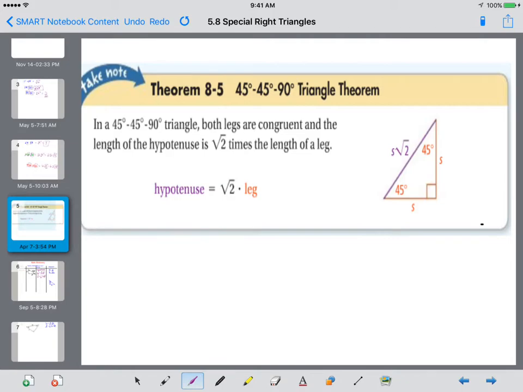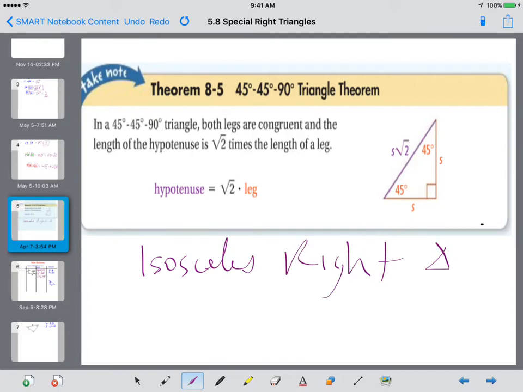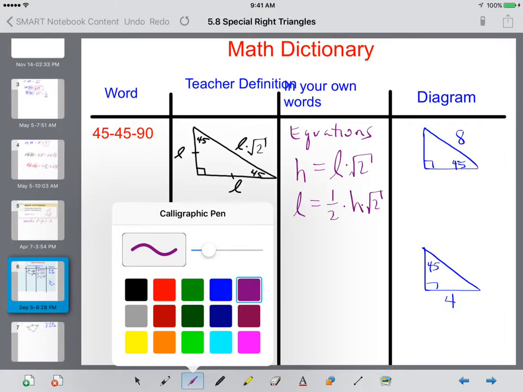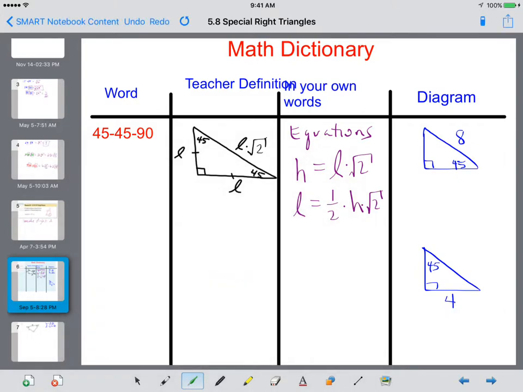A 45, 45, 90 triangle we can also refer to as an isosceles right triangle, where we have a 90-degree angle and the two other angles are both 45 degrees. Here is what you're going to write in your math dictionary. So if you want to give it a pause here, make sure you draw down these diagrams. I'm going to talk about the examples I have on the right here.